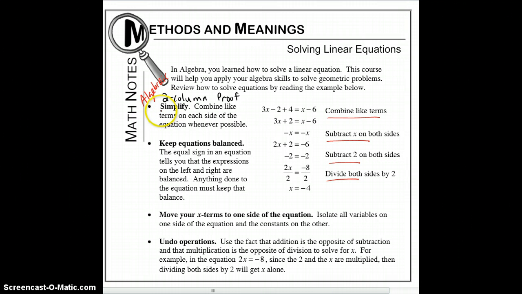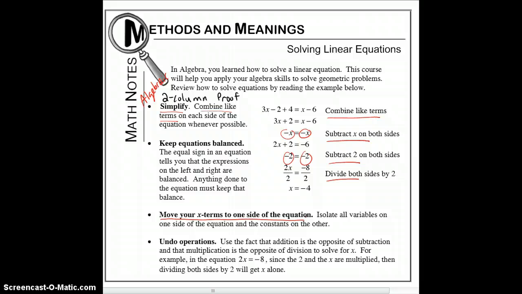It's reminding you to simplify or combine your like terms. It's reminding you to keep the equations balanced, which means if I subtract x from one side, then I need to subtract it from the other. If I subtract 2 from one side, I need to subtract it from the other. It reminds you to move your x terms to one side of the equation, so to move your variables to one side so you can end up with an x equals something answer.